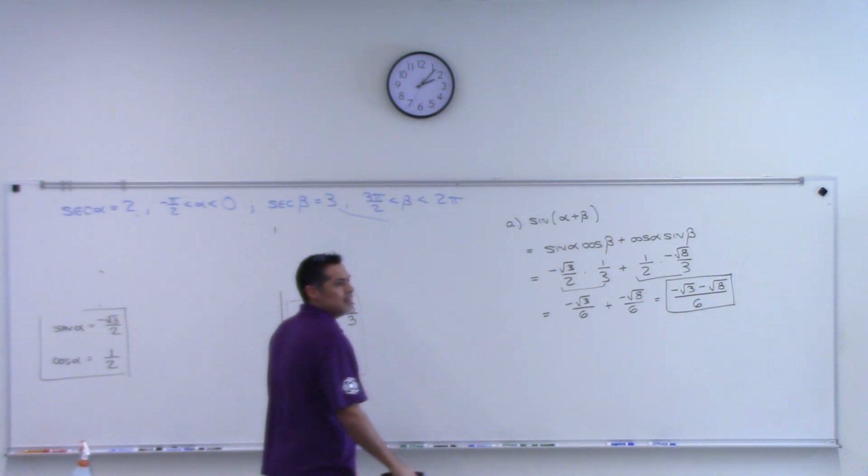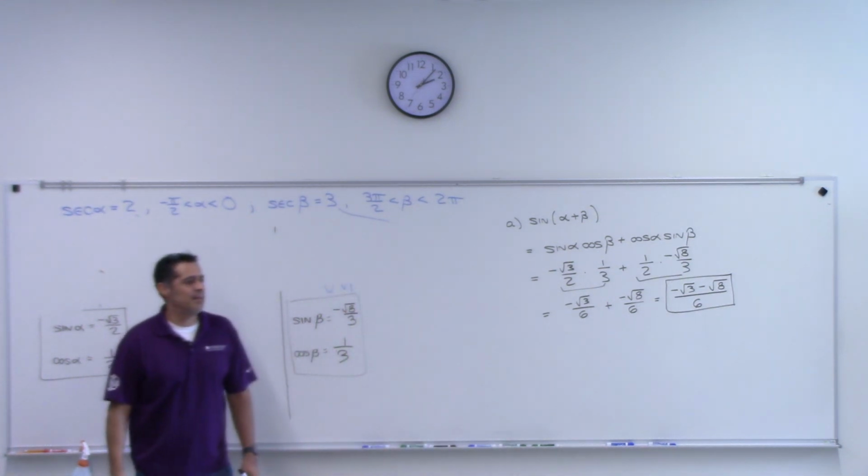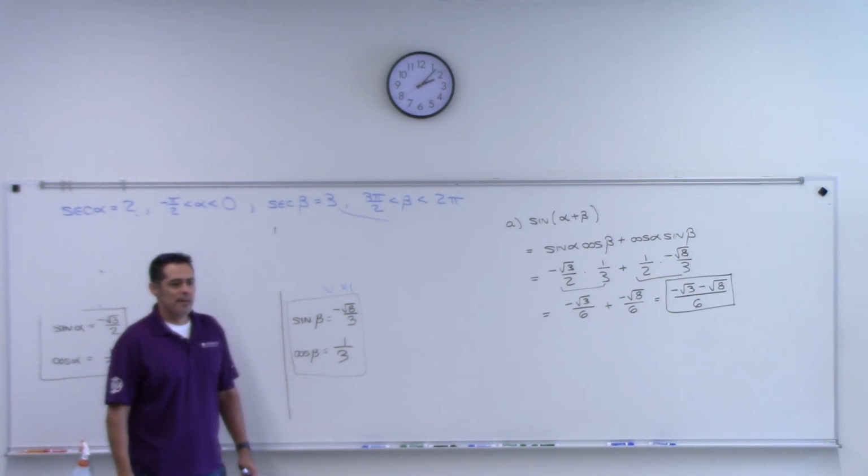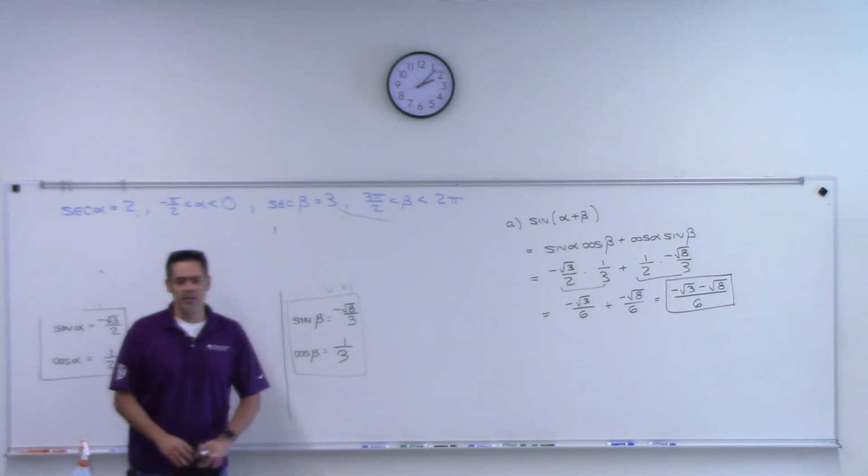All right, do I need to do cosine alpha plus beta? Do I need to? Not really. You understand what we have to do, right?